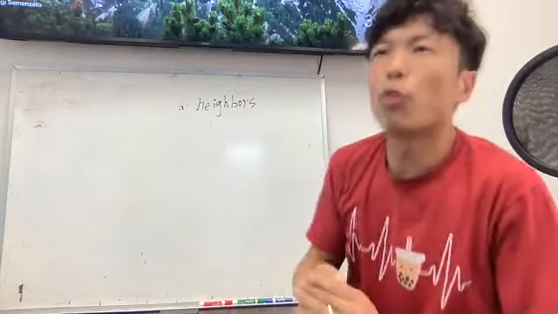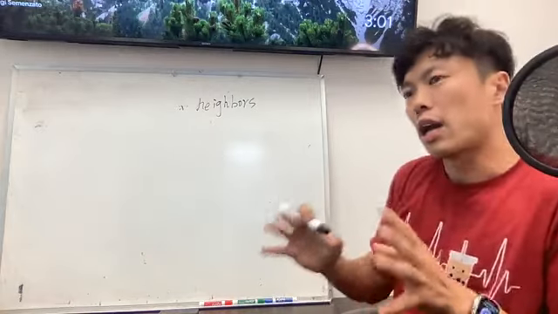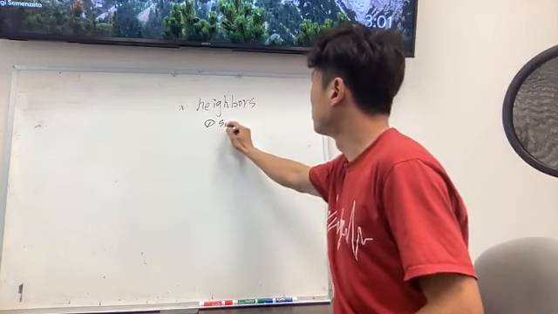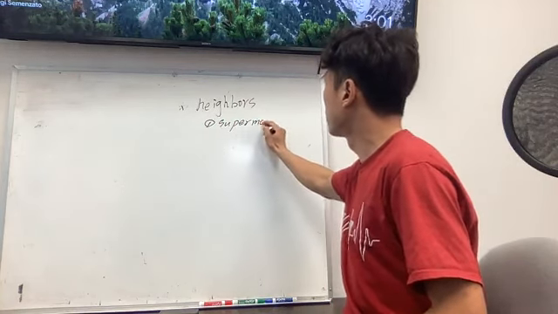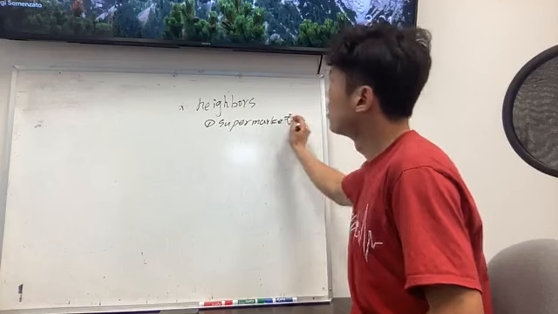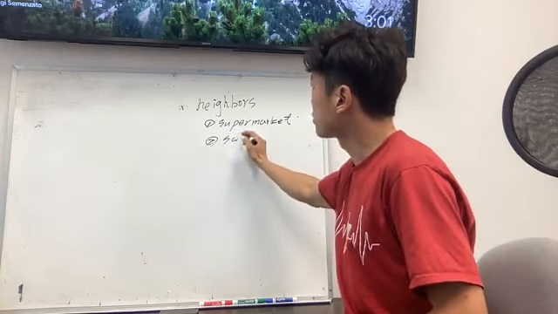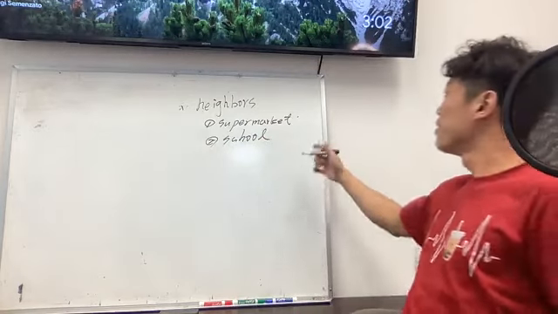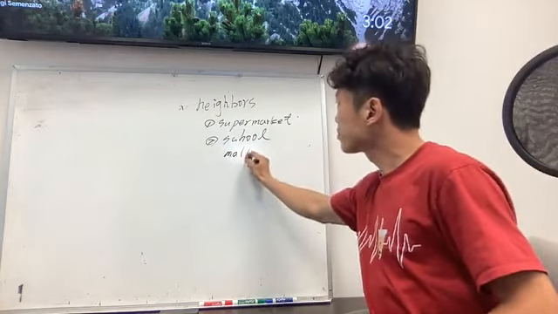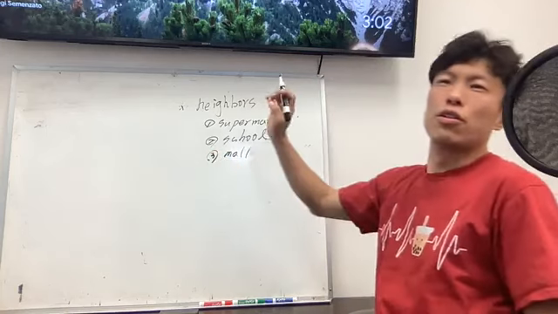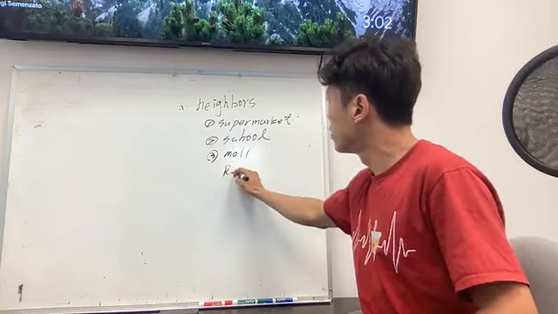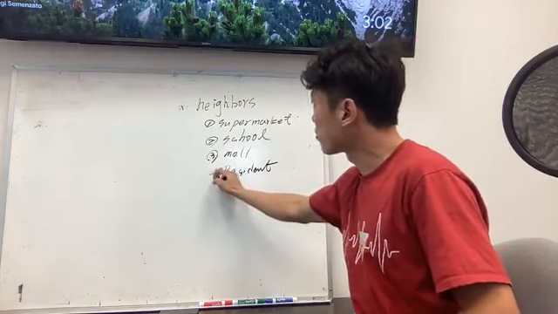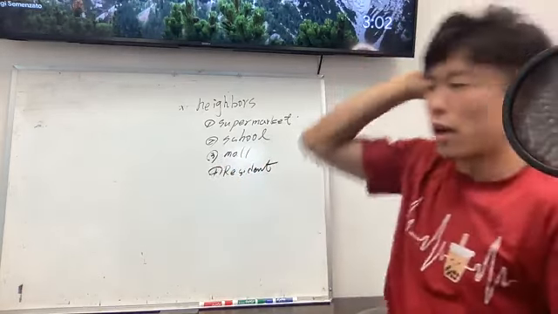About neighbors, we will look for some different types of categories. For example, a supermarket, school, and then mall, and also the resident area. A lot of people live here or not, something like that. And also your competitors.